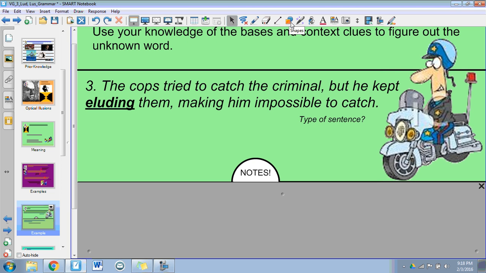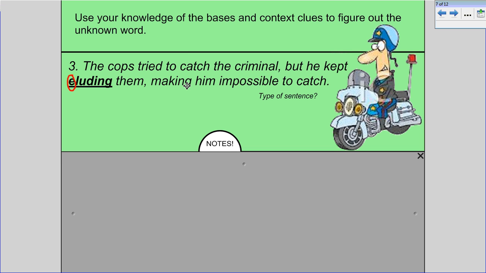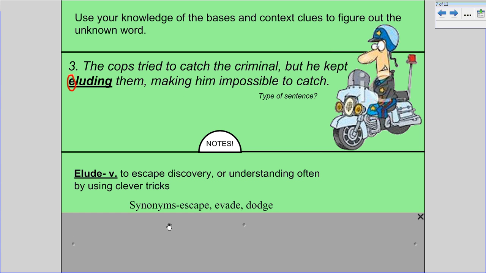So knowing that lud, lus has something to do with play or trick, also remember that we know the prefix of E, EX, EF, which means out of. So here the criminal is trying to go out or escape the police. So if you are eluding something, you are escaping discovery, and oftentimes you do this by using clever tricks. A synonym for the word elude would be escape, evade, dodge. Please write down this definition in your graphic organizer and then restart the video.